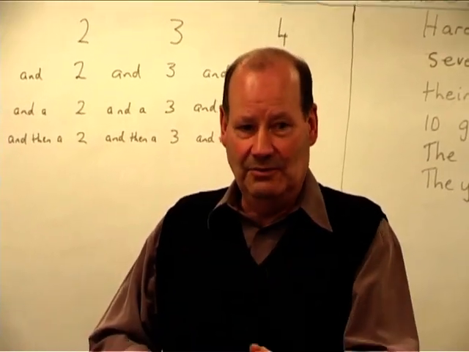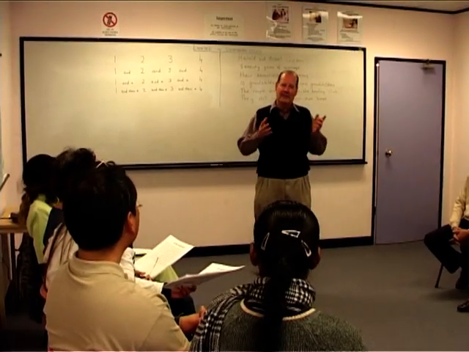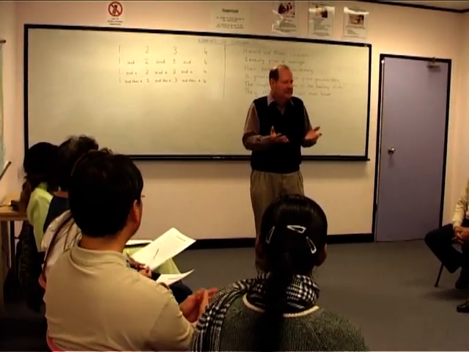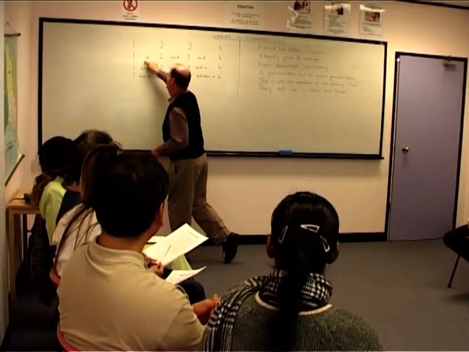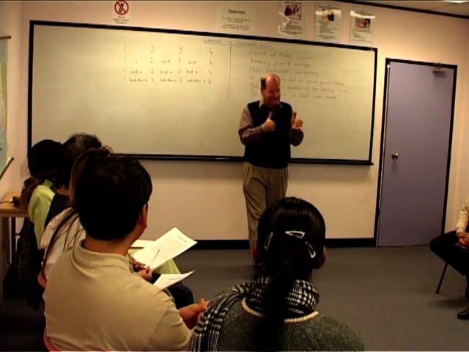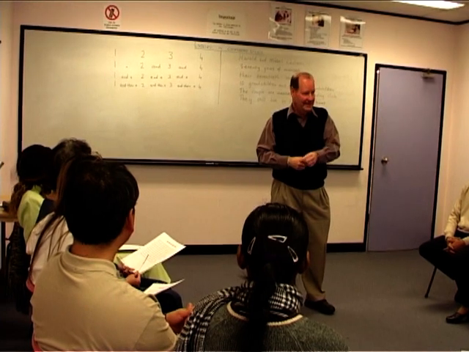1 and 2 and 3 and 4. Okay, but all of you are saying and. So and becomes too strong. We have to weaken it like this. One and two and three and four.